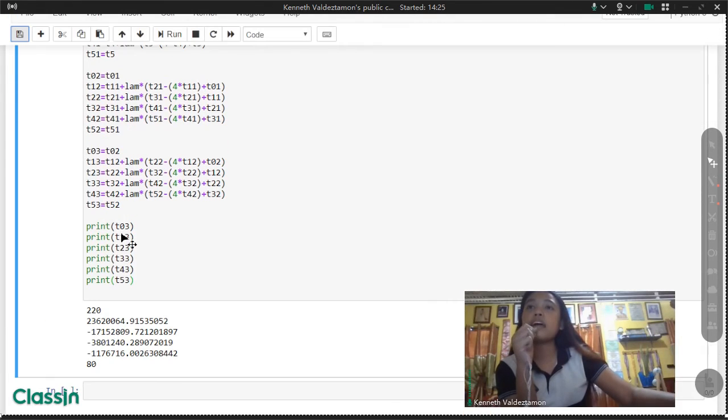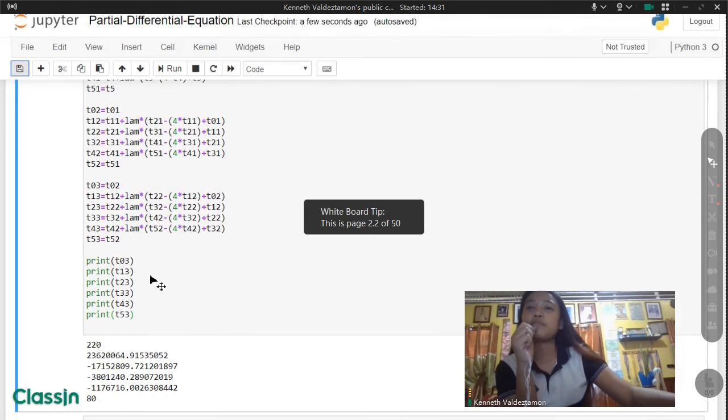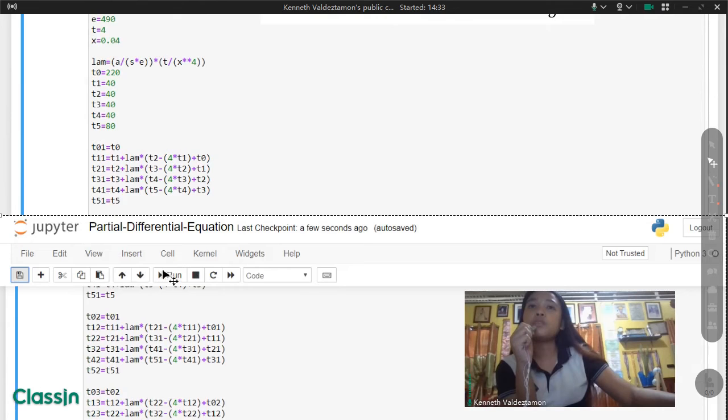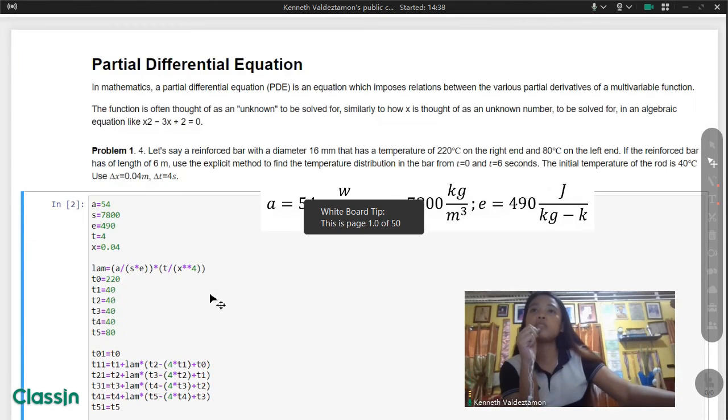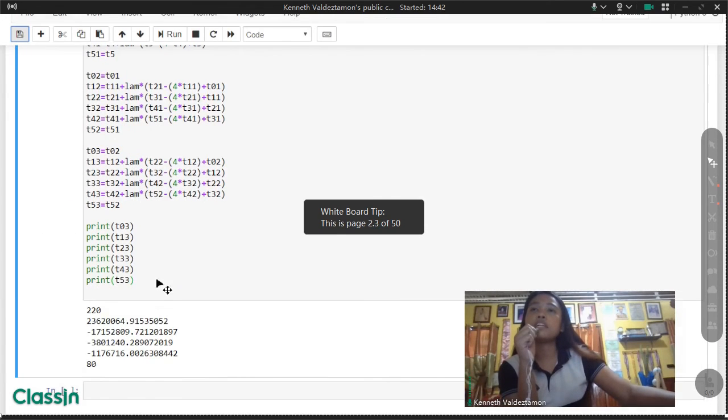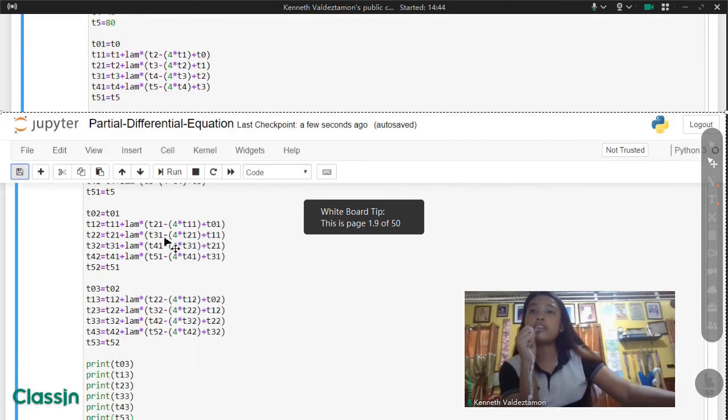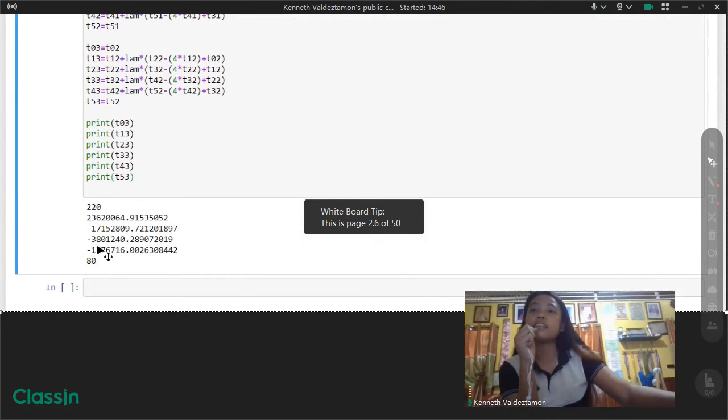So, coding lang tayo. So, print ng T03, 13, 23, 33, 43, and 53. So, ito yung kabuuan ng code na gagamitin natin para ma-solve itong problem na to. So, using partial differential equation. So, clearly naman na binigay na lahat ng given dito. And then, kapag ni-run natin dito, ito na yung magiging sagot niya.